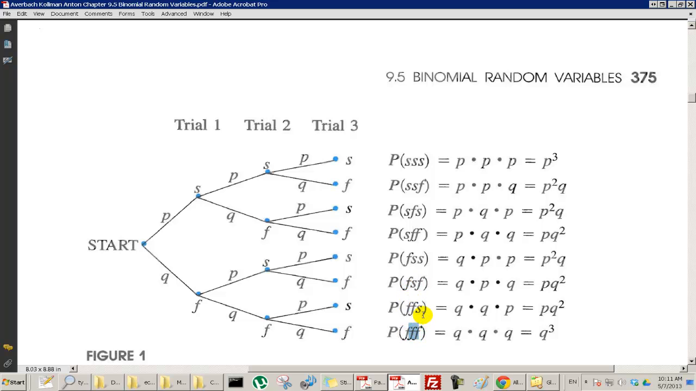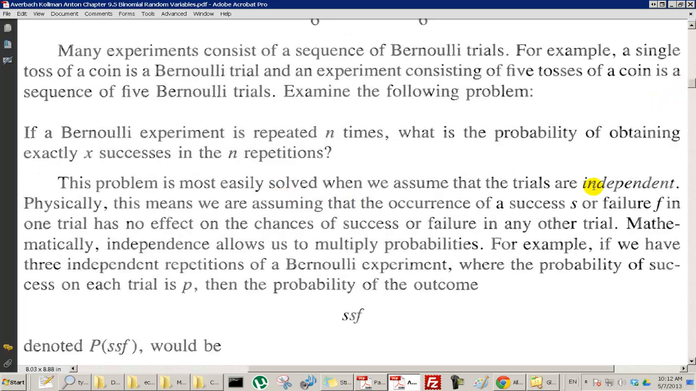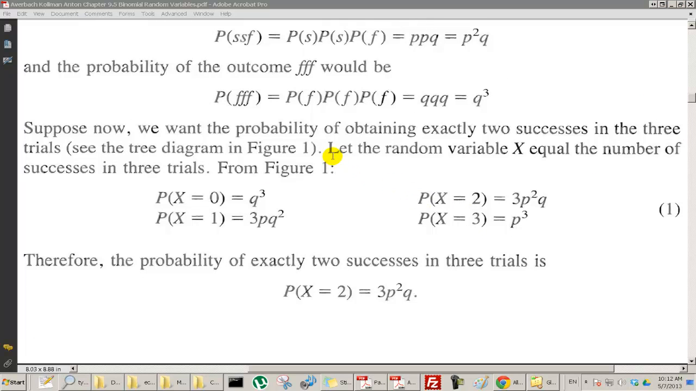Okay, so remember, a random variable is basically a function from the sample space to a set of numbers. The set of numbers here would be 0. You could have 1 in several cases. You could have 2 in several cases. You could have 3 successes. So we're creating a random variable that tells us the number of successes. So they say, let the random variable x equal the number of successes in 3 trials.